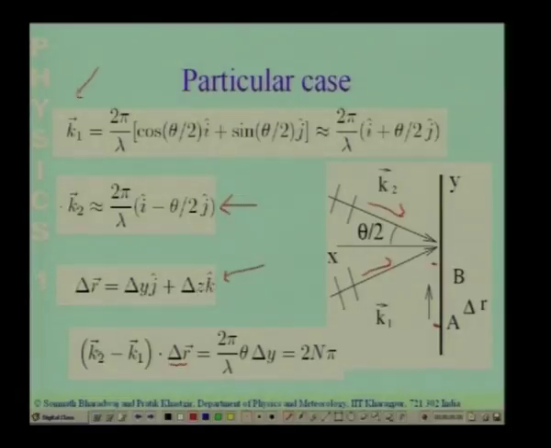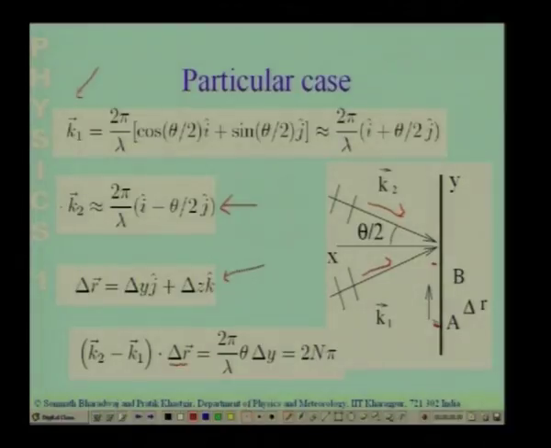So, k2 minus k1, the difference in the two wave vectors, is 2 pi by lambda theta into j, and when you do a dot product with delta r, which are possible displacements on the screen, it picks up only the y component. There is no z component in k2 minus k1, so that does not contribute. So, the phase difference between any 2 points on the screen, any point A and another point B, is given by this expression over here, 2 pi theta by lambda into delta y.